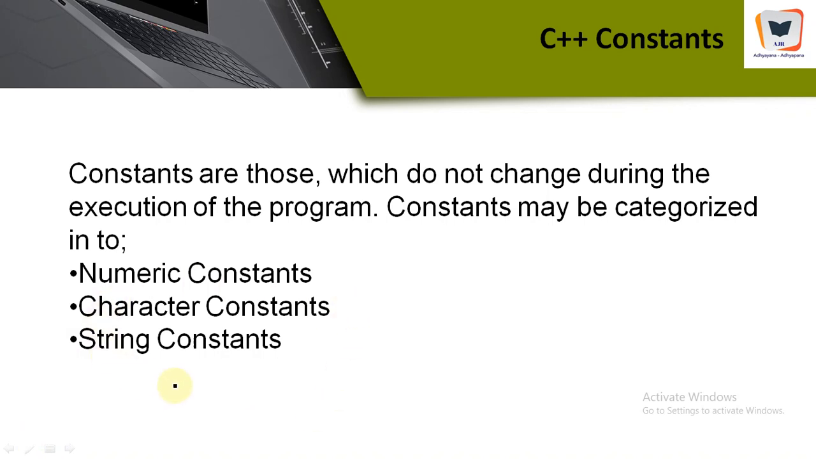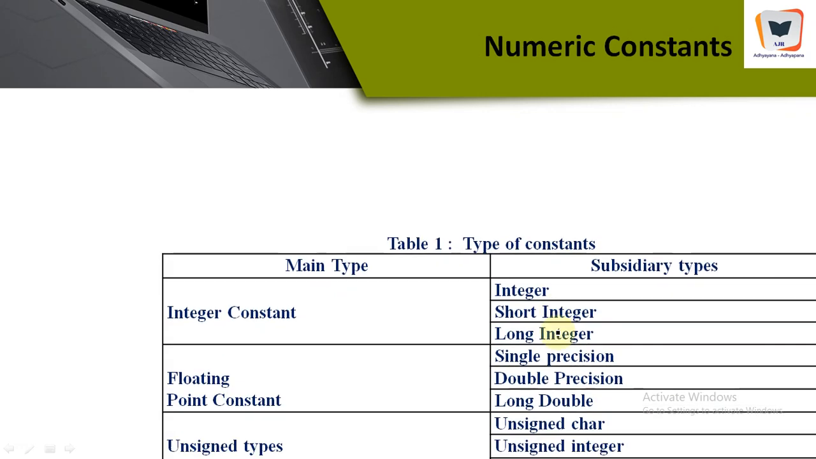And there are 3 types again: numeric constants, character constants, and string constants. Constants, we will just rush through this first topic, because we have seen this in C also. There is factually no difference between some of the programming elements of C and C++. Wherever changes crop up, I will pause and denote that particular difference, whatever we notice.